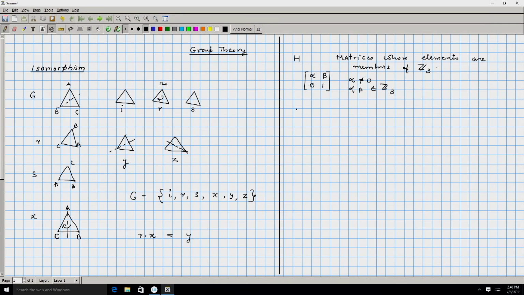For example, if you take the matrix 2, 2, 0, 1, this is one of the elements of H because 2 and 2 belong to Z3 and 2 is not equal to 0. This times, let us say, the same element 2, 2, 0, 1, you can do the usual matrix multiplication. 2 into 2 is 4. But this is not an element of H, so this is the usual matrix multiplication.